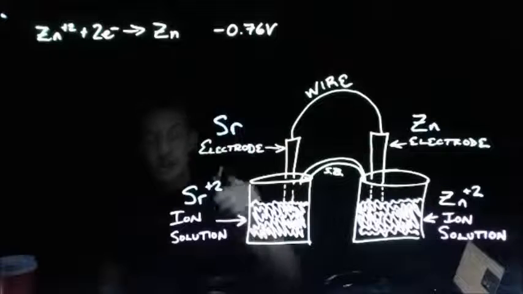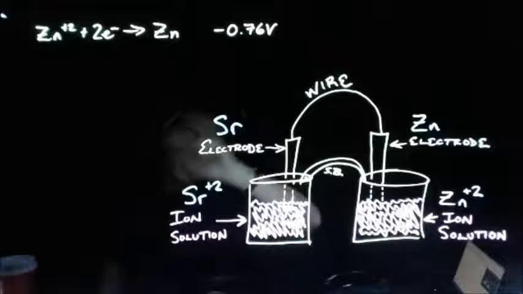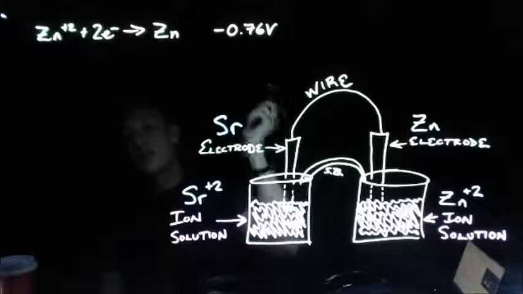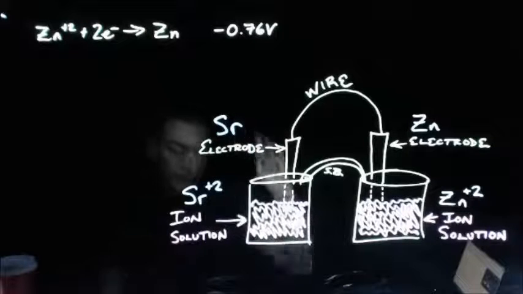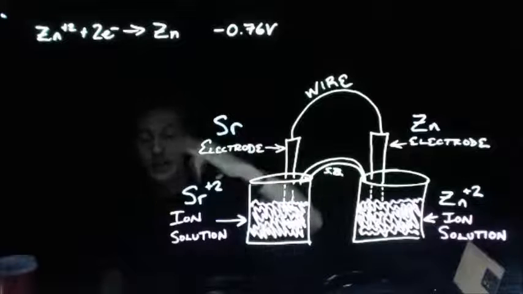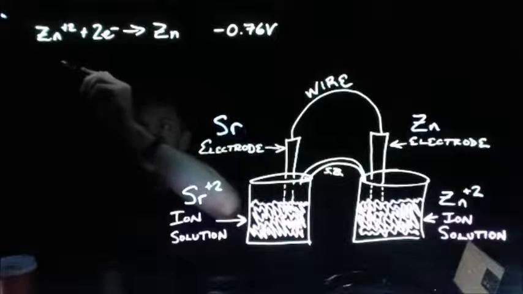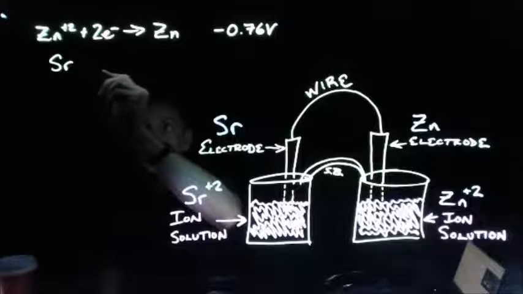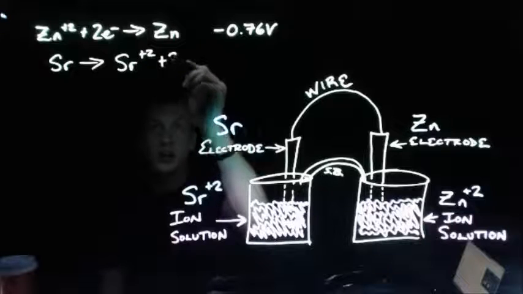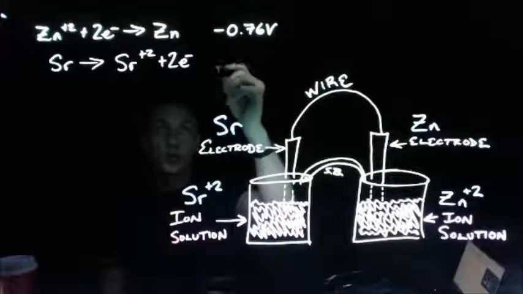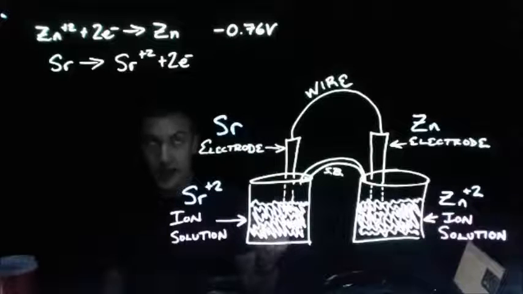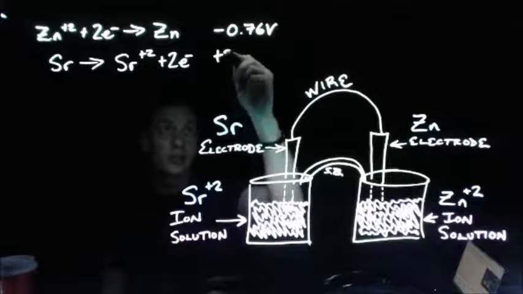And strontium, since it's lower on the table, is going to be reversed. It will be our oxidation, so we will write the products as the reactants and the reactants as the products, and we will reverse the sign on its voltage. So it'll be written as strontium yields strontium plus 2 ion plus 2 electrons at a voltage of, on the table it's negative 2.89. Here we'll write it as positive 2.89 volts.